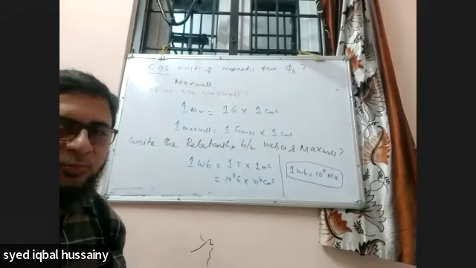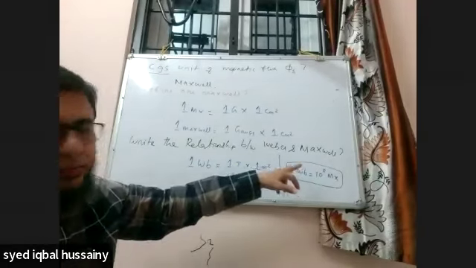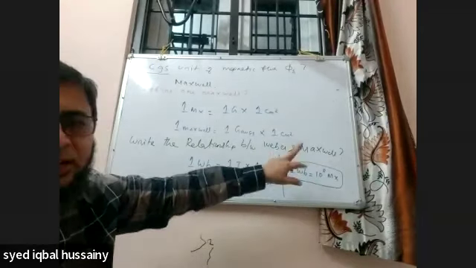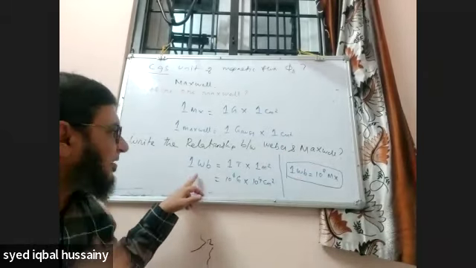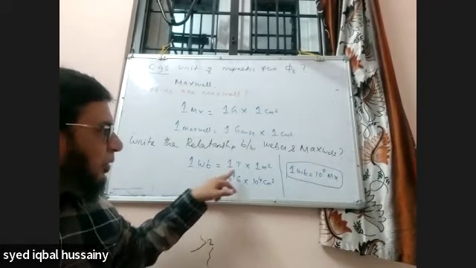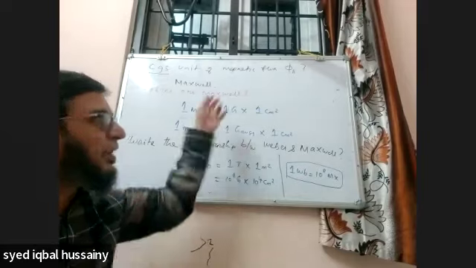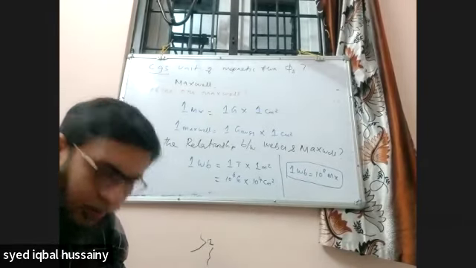Next question: write the relationship between Weber and Maxwell. So 1 Weber already I gave you. SI unit of magnetic flux is 1 Weber. So what is 1 Weber? 1 Weber is nothing but 1 Tesla meter square. Check करो in your note. Is it there or not? Yes, sir.